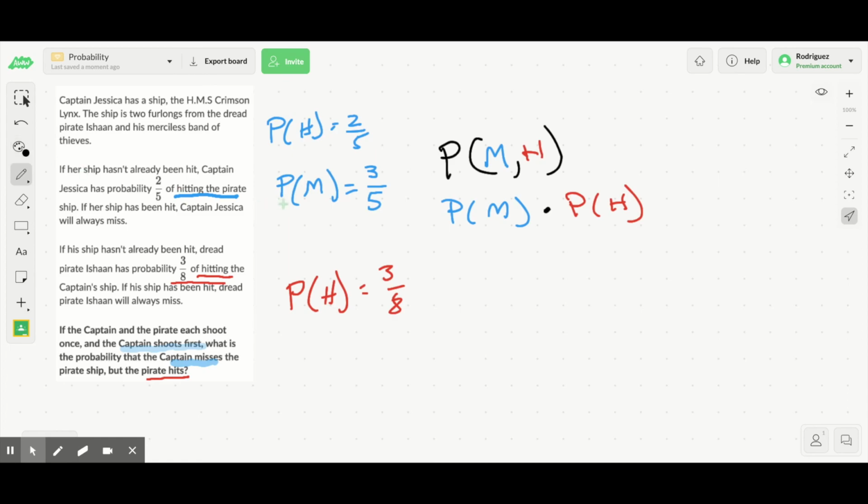We saw that the captain missing is 3/5 probability, while the pirate hitting is 3/8 probability. And when I multiply those together, I get 9/40. So the probability of the captain missing and then the pirate hitting is 9 out of 40, 9/40. So that's going to be the probability of dependent events, where one event affects the probability of the next upcoming event.